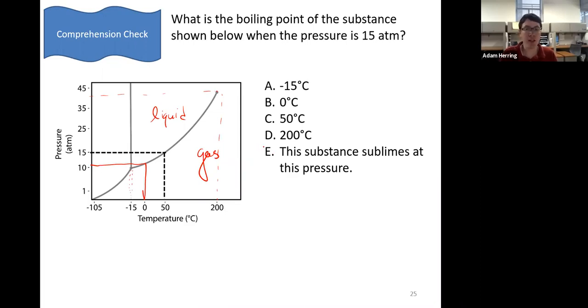The last option, E, the sublimation process, is going to occur anywhere along this coexistence line. So at pressures of a bit below 10 and temperatures below negative 15.